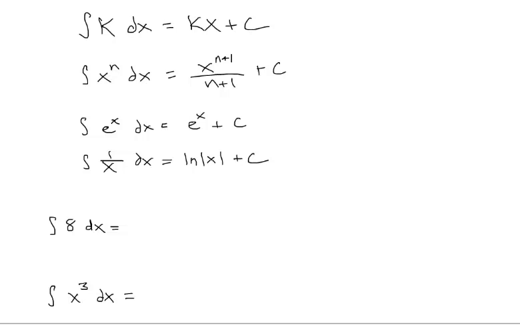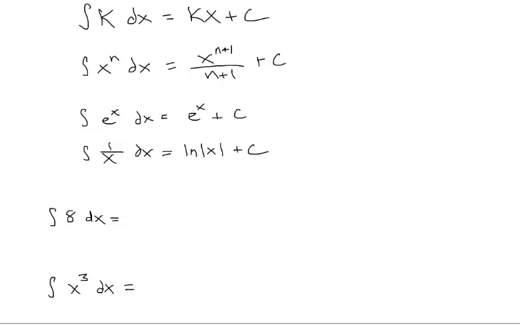The antiderivative, or the integration of e to the x dx, is equal to e to the x plus c. Remember, the derivative of e to the x was e to the x, so the antiderivative of e to the x is e to the x. And then the integral of 1 over x dx is equal to the ln of x plus c. So now let's take a look at some examples.